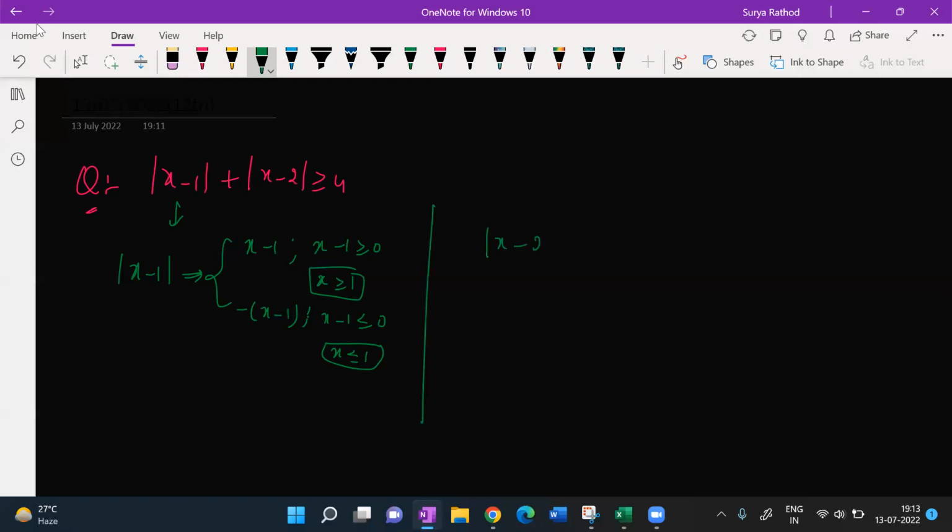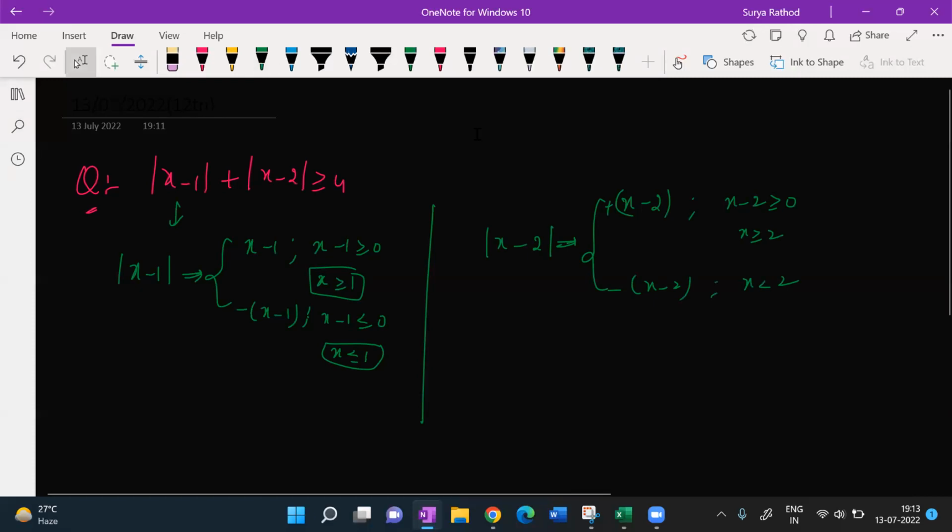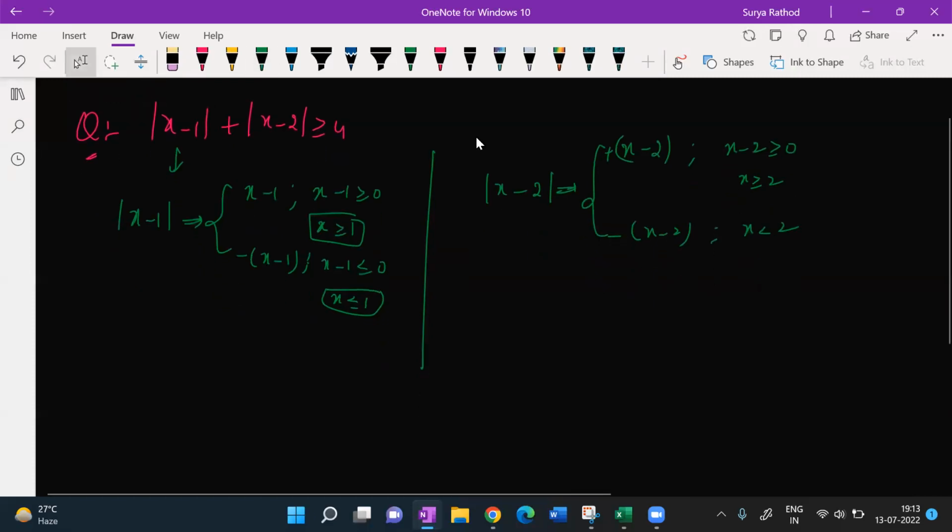Now x minus 2 is going to be defined as follows. Positive means plus of this, negative means minus of this. So x minus 2 greater than or equal to 0, which is x greater than or equal to 2, and x less than 2. Very simple, right? In total, how many inequalities did you get? 4 inequalities.